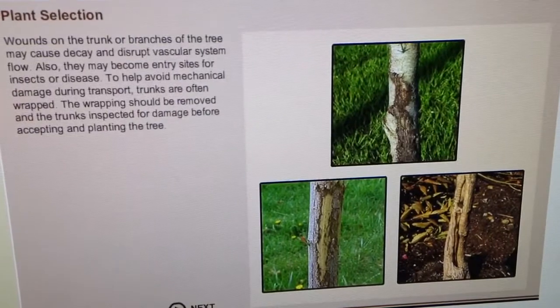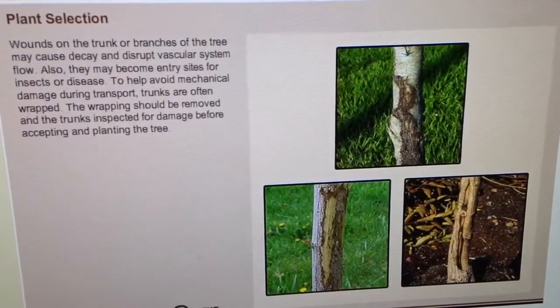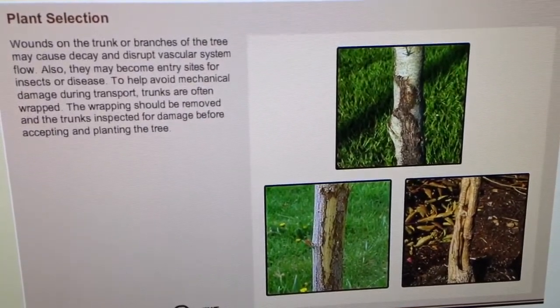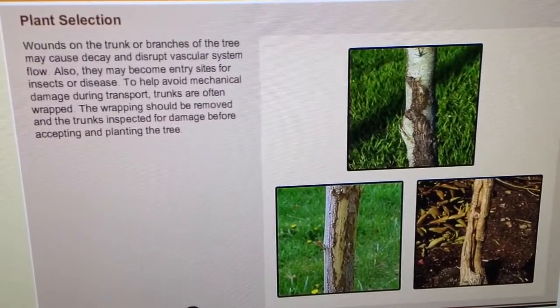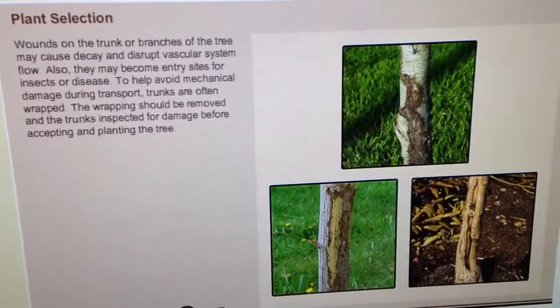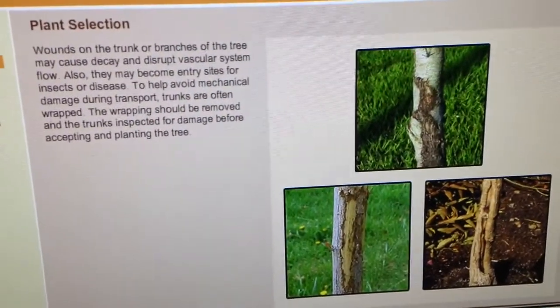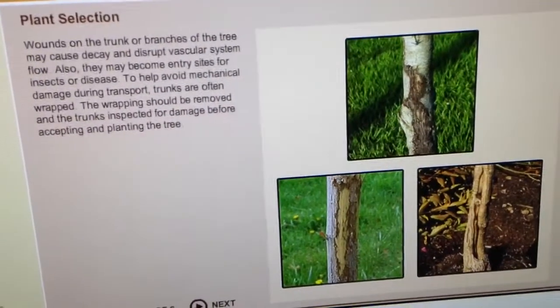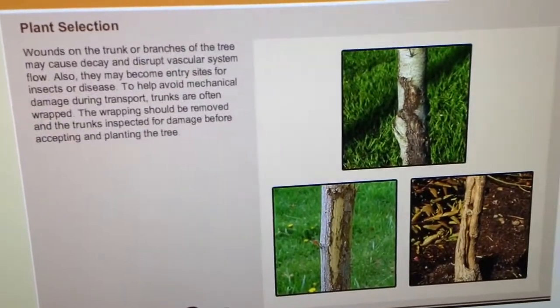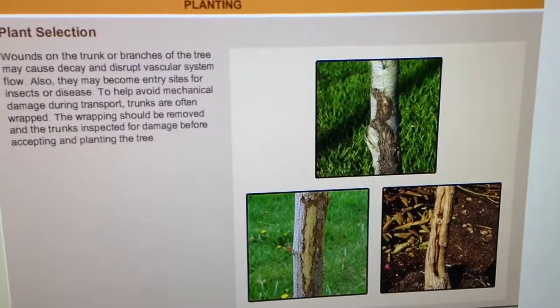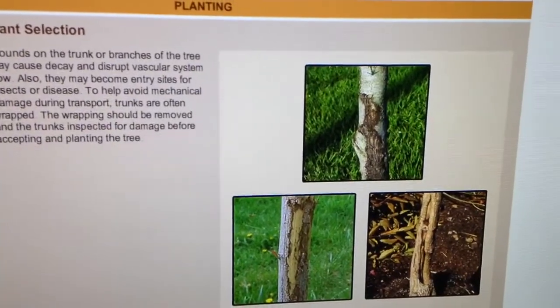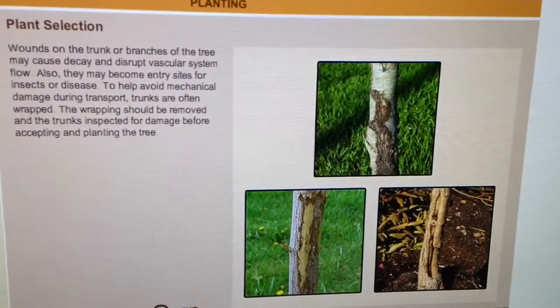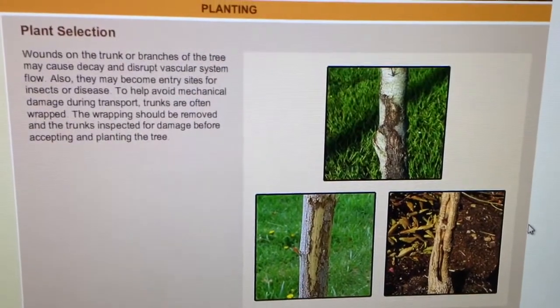Wounds on the trunk or branches of the tree may cause decay and disrupt vascular system flow. Also, they may become entry sites for insects or disease. To help avoid mechanical damage during transport, trunks are often wrapped. The wrapping should be removed and the trunks inspected for damage before accepting and planting the tree.